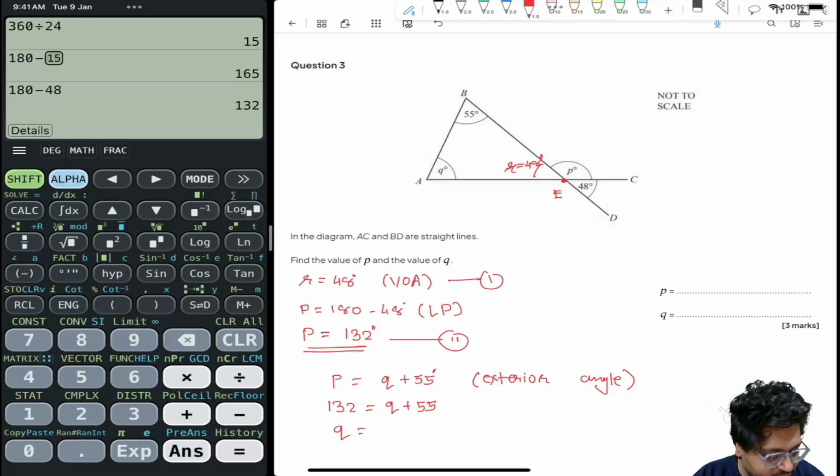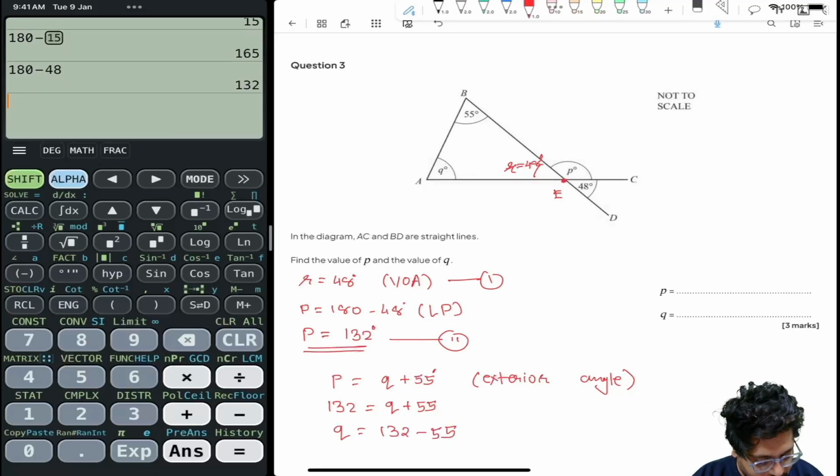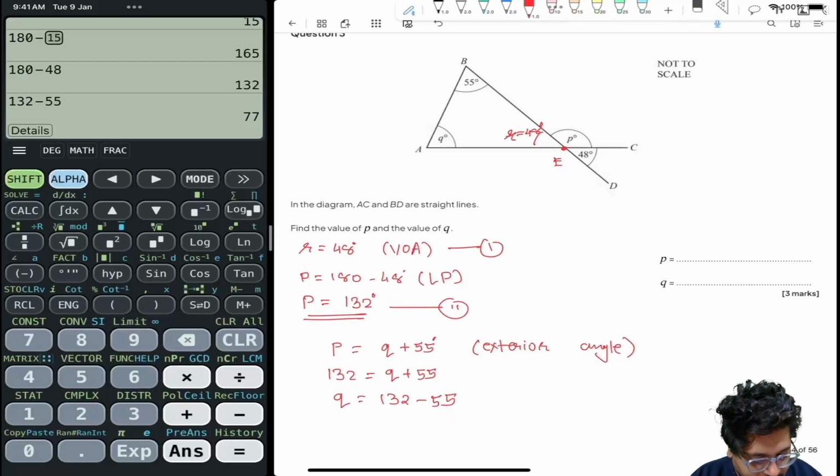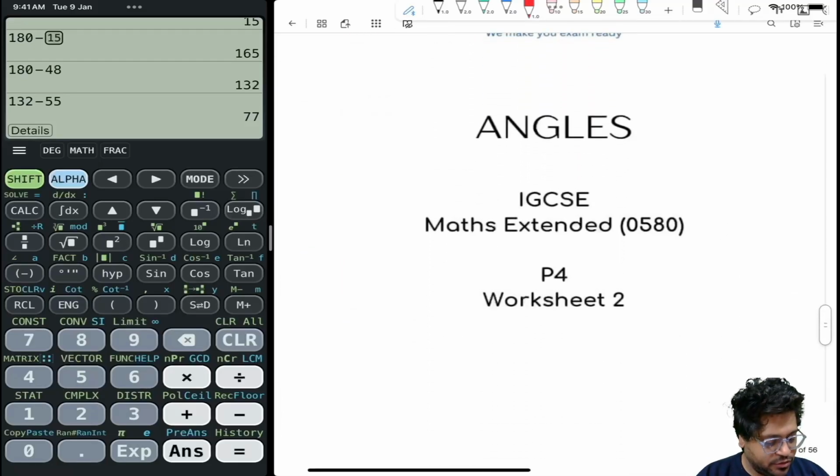So Q is 132 minus 55. Let's do this here. 132 minus 55, so that is 77. Okay, so Q is equal to 77. Clear? Let's do the second worksheet.